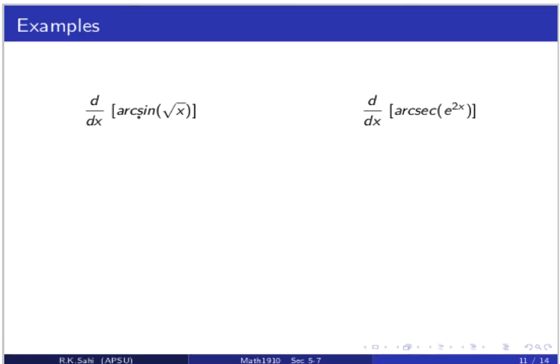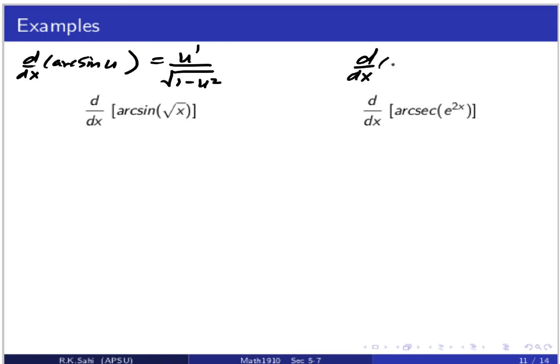Okay, so one has a sine, one has a secant. Let's go back and write down the formulas in the front. d dx of arc sine u, u a differentiable function of x, is u prime over square root 1 minus u square. And for this one, the differential of arc secant u is u prime over absolute value of u square root u square minus 1. Now let's begin with this one.